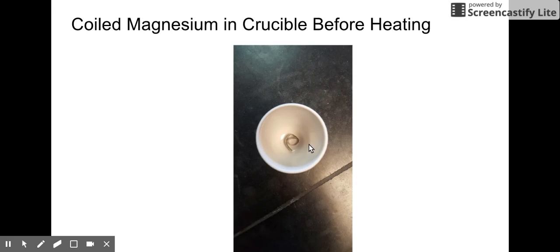So now you're ready to go ahead. You have the mass of your empty crucible. You have the mass of the magnesium by itself. You have the mass of the two together. You're ready to go ahead and start heating.